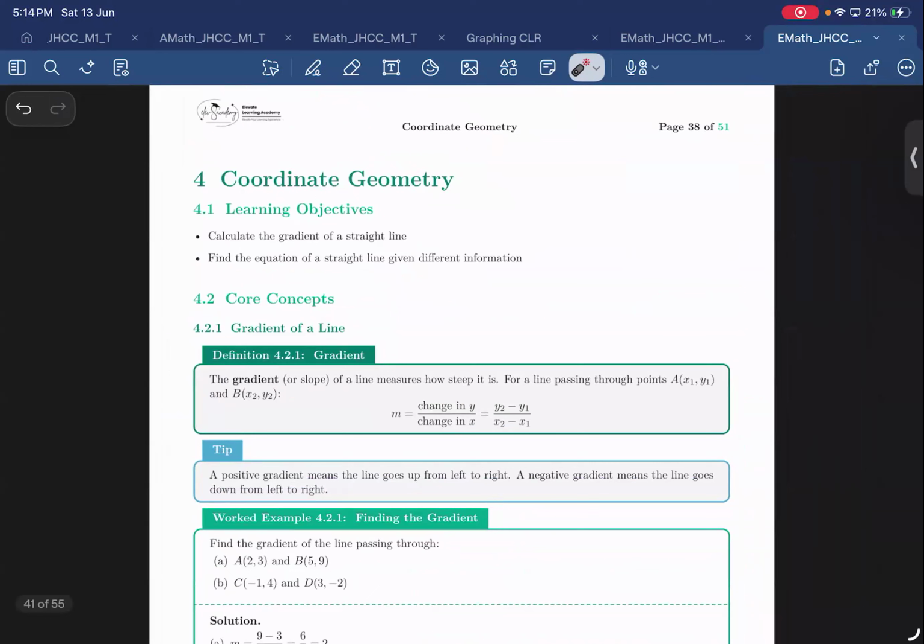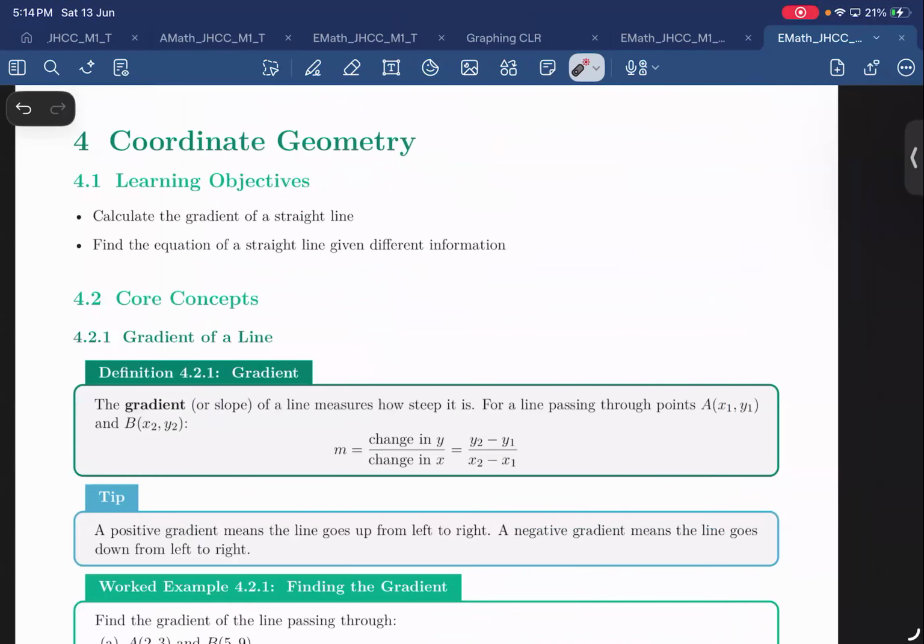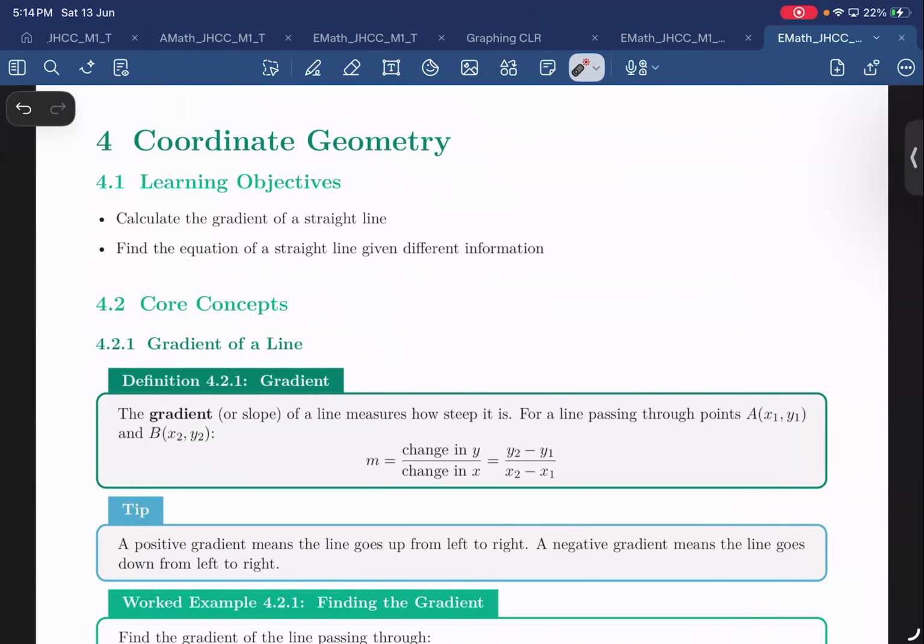So now we're left with 2 more chapters: coordinate geometry and vectors. This one I think we can spend a bit more time on. Just now we started at like 3:10, so we will end at about 6:10 today. So coordinate geometry, the very basic concept is calculating the gradient of a straight line and then how to find the equation of a straight line with different pieces of information.